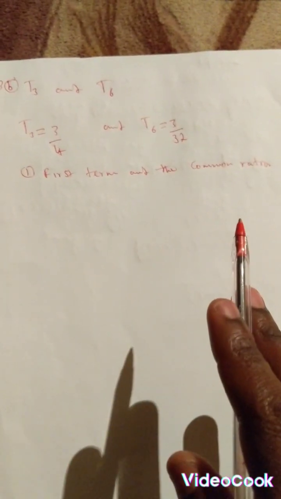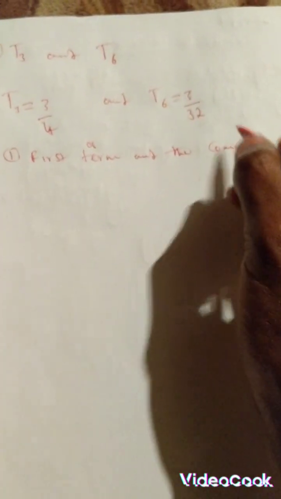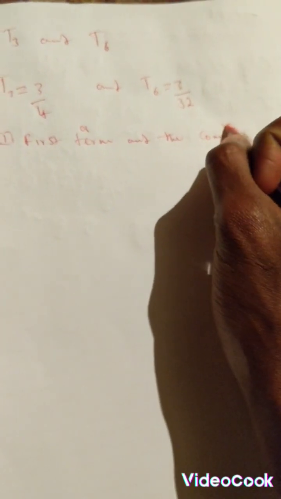So we're finding the common ratio and the first term. And you all know that the first term is denoted as A, then the common ratio according to GP is denoted as what? As R. Now we're going to create two equations such that we are going to solve the first term and the common ratio using simultaneous equations.